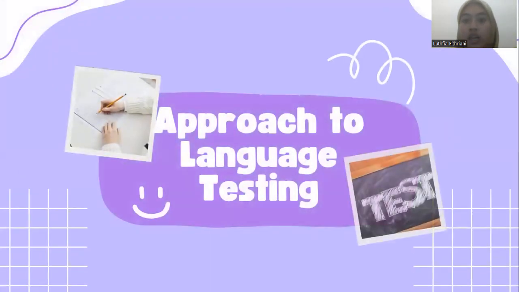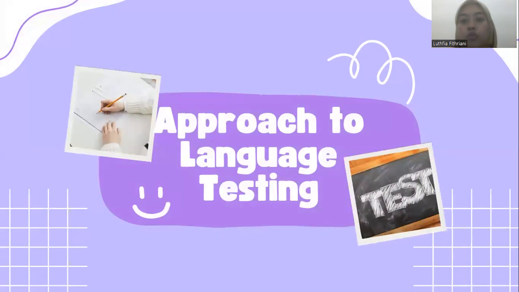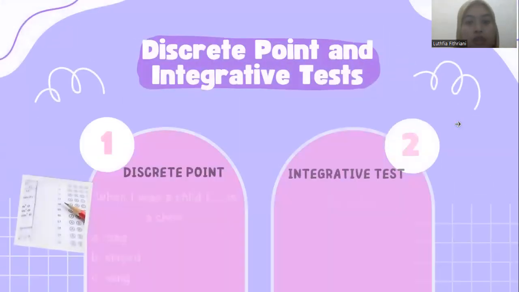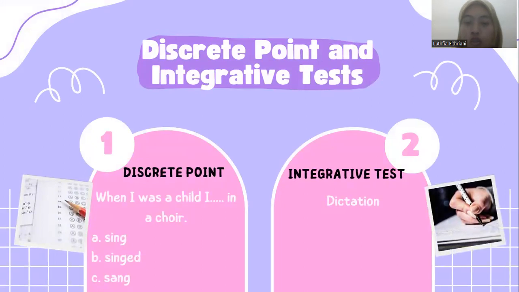Let's move to the second topic, approach to language testing. There are so many approaches to language testing. The first, we have discrete point and integrative tests. Do you know what is the difference? So, discrete point tests are tests which test one element of language at a time. For example, as you can see on the screen, the following is a multiple choice item test.